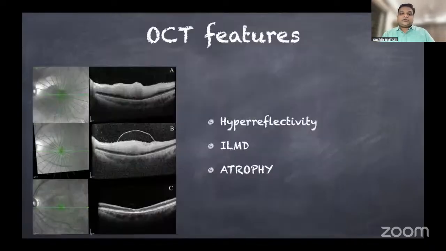On OCT, in the early pictures in the acute phase, you'll see very hyperreflective areas. You can also see ILM detachment in later phases, after 4 to 5 days, and in the very late phases, you can see macular atrophy due to ischemic changes.